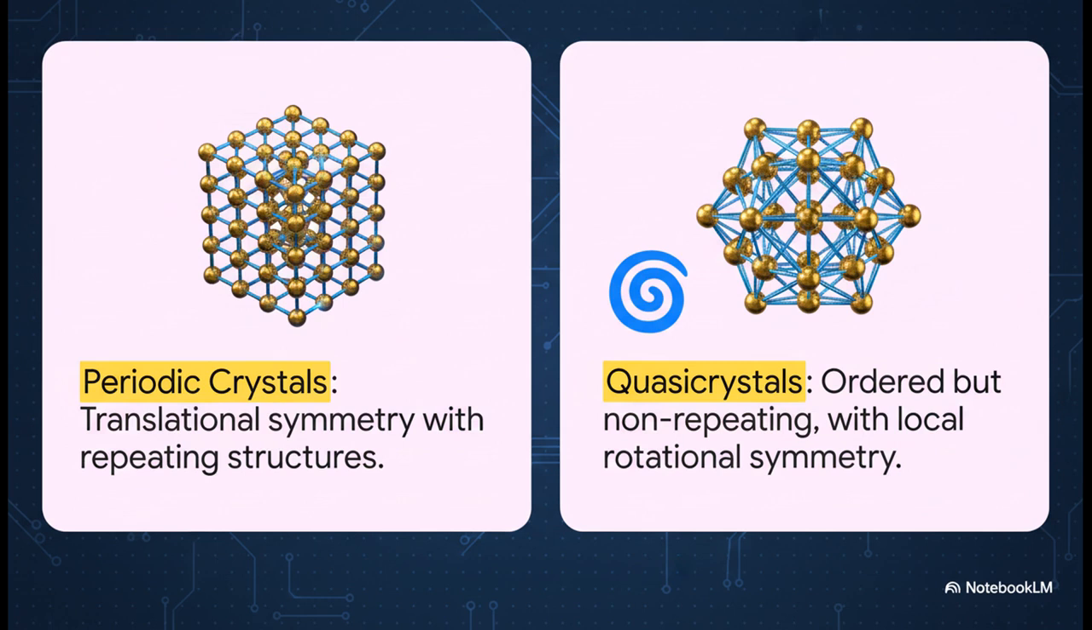But quasicrystals threw a massive wrench in that. They proved that a structure could be mathematically ordered and rigid without ever actually repeating itself. They introduced completely unexpected local 5- or 10-fold rotational symmetries that just didn't fit into the classical models at all.